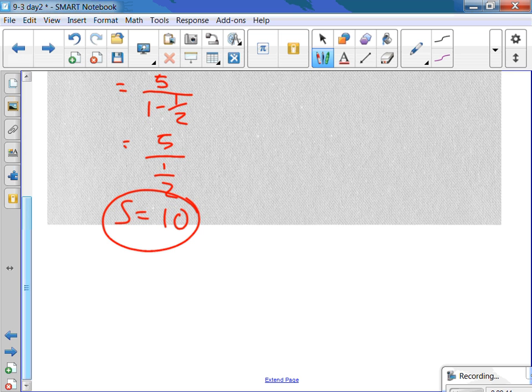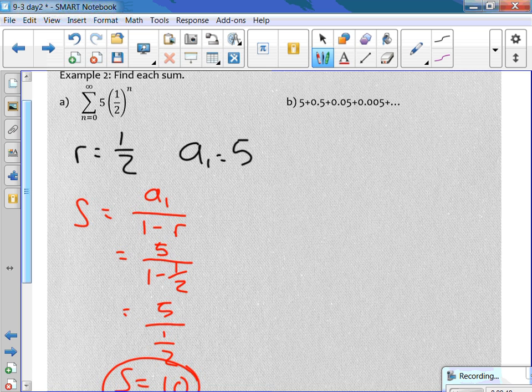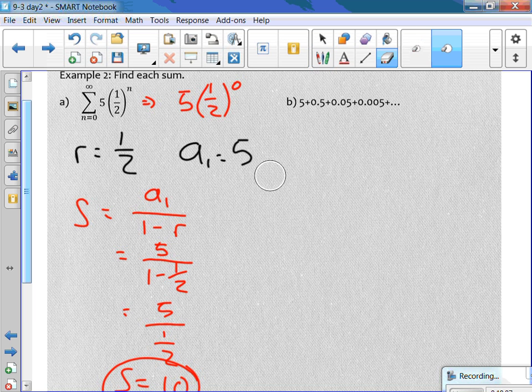So here, my very first term, I'm going to let n equal 0. So when I let n equal 0, I get 5 times 1/2 to the 0 power. What's anything to the 0 power? 1. Right? Anything to the 0 power is 1. This gives me 5 times 1, which is 5. So my very first term is just 5.